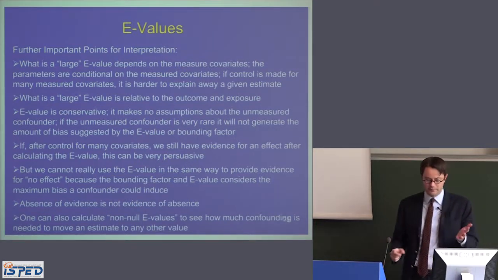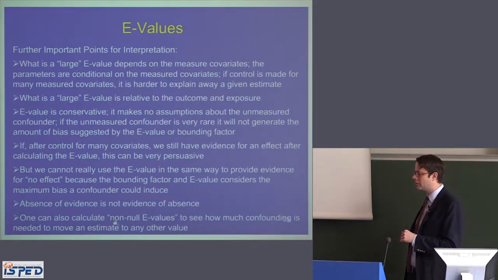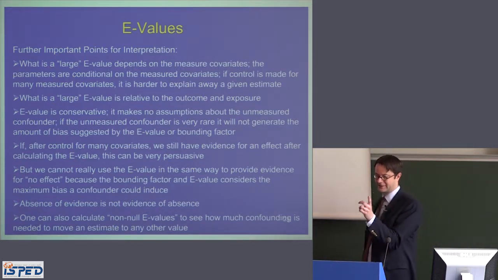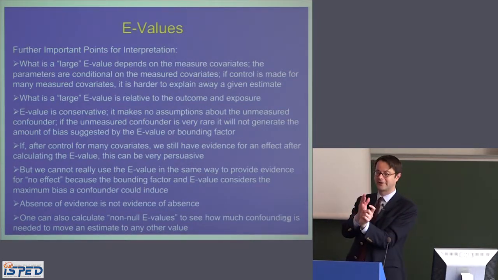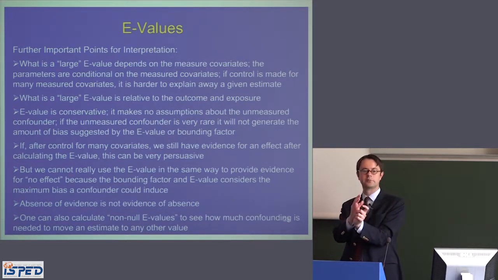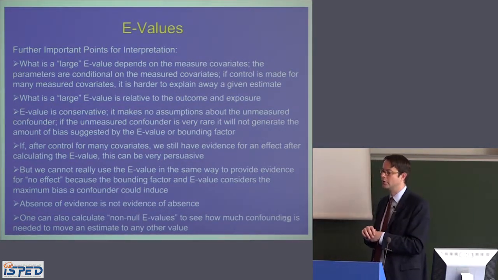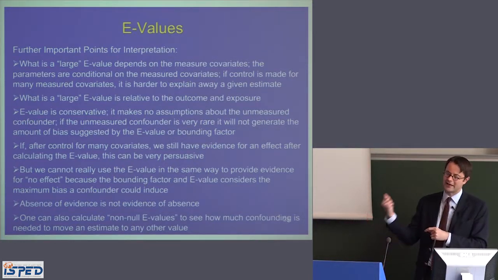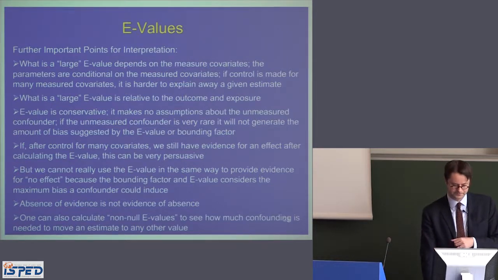What one can do, and I won't be going through this here, but there are more details in the paper, is one can calculate non-null e-values. If you get an estimate that's very small, a risk ratio of 1.03, but you're worried that the confounding is in the reverse direction, you can ask how much confounding would be needed to shift it to any other value, to a risk ratio of 1.5 or a risk ratio of 1.2. So you don't need to only ask how much confounding is needed to shift it to the null. You could look at other values as well.